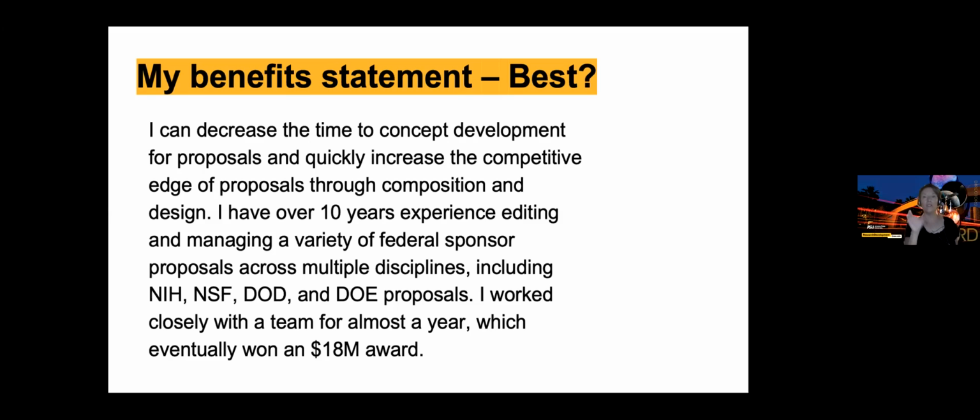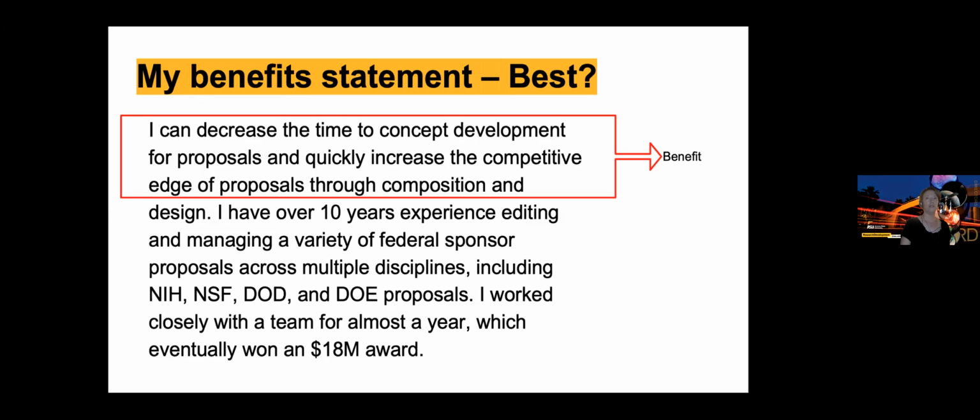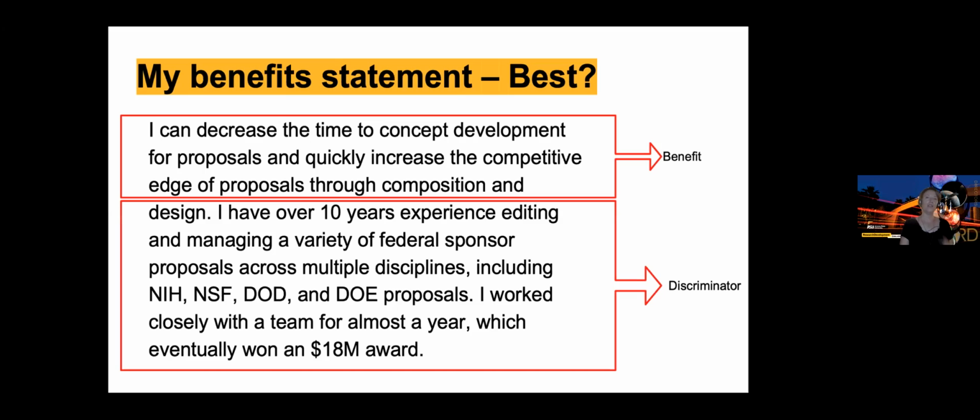Okay, so now I've given you some examples of what I work on. And I worked closely with a team for almost a year, which eventually won an $18 million award. So it doesn't matter if it's NSF, ERC, whatever. But I can tell you that I've won an $18 million award. So now you're like, huh, this is somebody I want to talk to. Okay, I've got my benefit. I can do that for you. Really, you can stop there. I really don't care. But if I do care, those are my discriminators. Those are things that I have that you want.